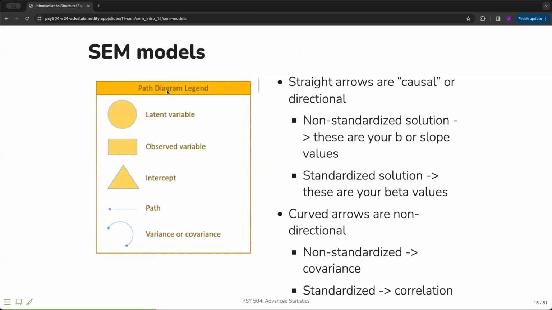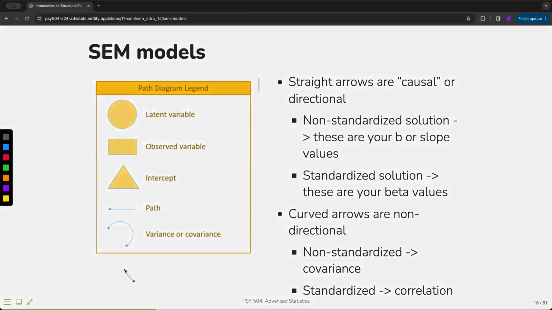So here's a legend of important symbols in the structural equation modeling world that we went over. So we went over circles as latent variables. We went over squares as observed or manifest variables. One symbol we didn't go over is this intercept or triangle term. We're just going to put that to the side. We also have arrows as paths, and then we have our double-headed arrow, which is a variance or covariance.